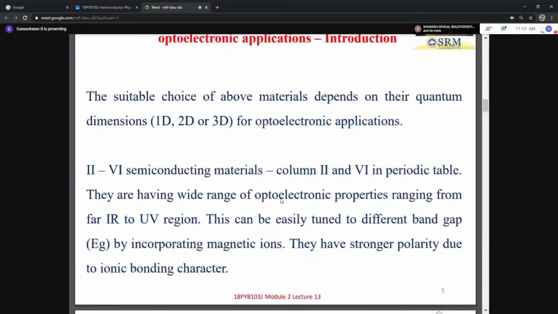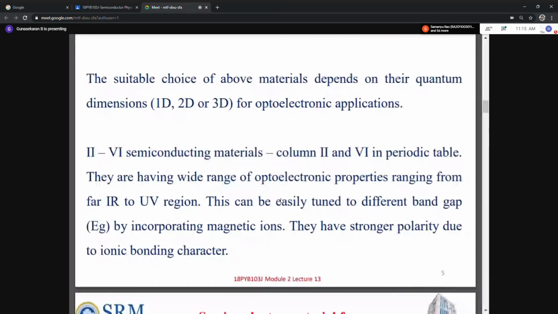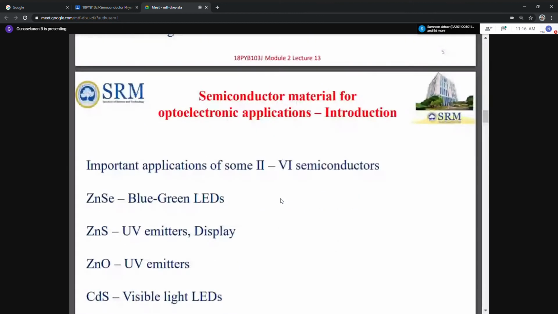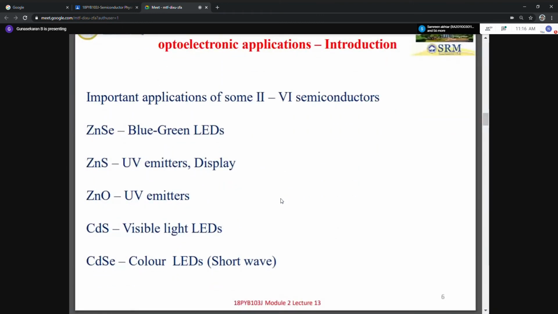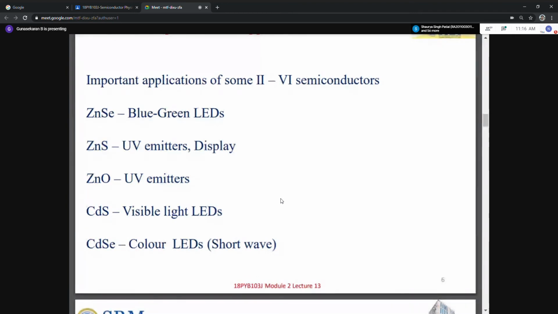That's why they say it can easily be tuned to different band gaps by incorporating magnetic ions or some materials, and they have very strong polarity due to their ionic bonding character also. Now I will show some of the materials. Some important combinations: zinc selenide gives blue and green LEDs, and zinc with sulfur gives ultraviolet emitters for displays. Then zinc oxide, cadmium sulfide, cadmium selenide. So these materials are for different color combinations, short wave LEDs.